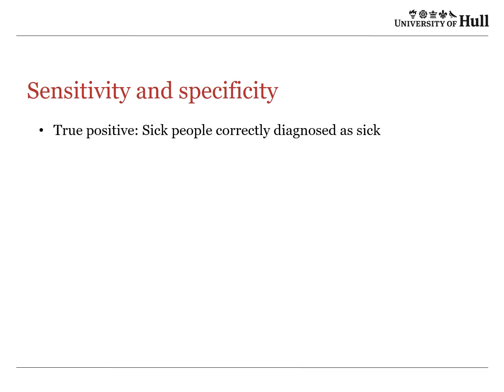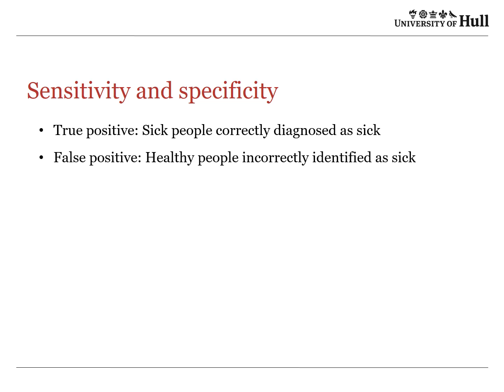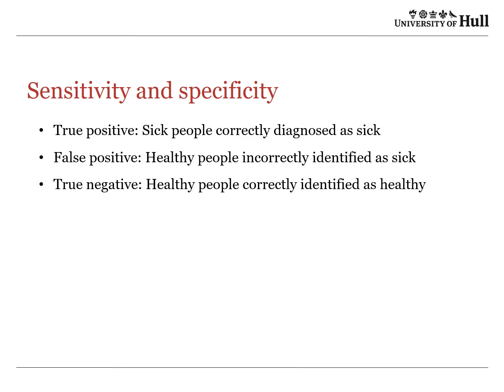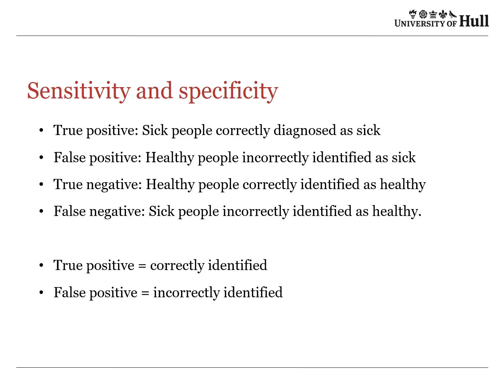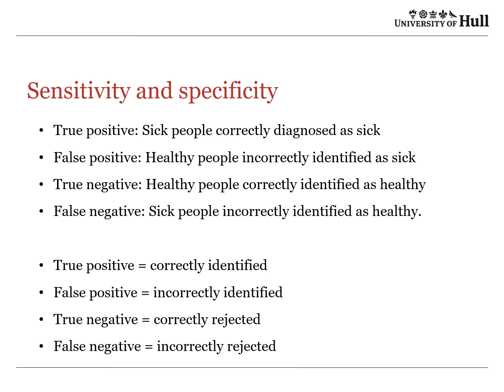So we can have true positives, sick people correctly diagnosed as sick, or false positives, healthy people incorrectly identified as sick. True negatives, healthy people correctly identified as healthy, or false negatives, sick people incorrectly identified as healthy. So to summarise, true positives are correctly identified, false positives are incorrectly identified, true negatives are correctly rejected, and false negatives are incorrectly rejected.